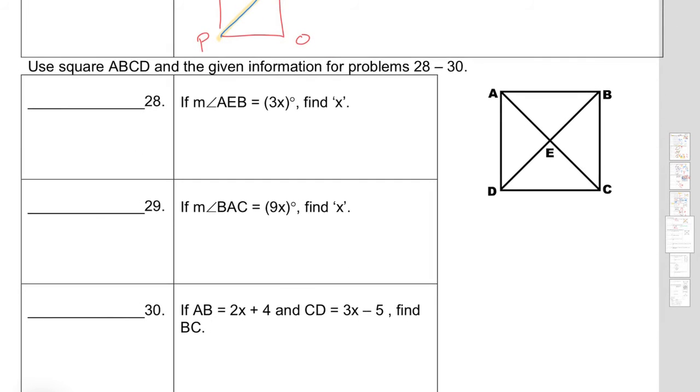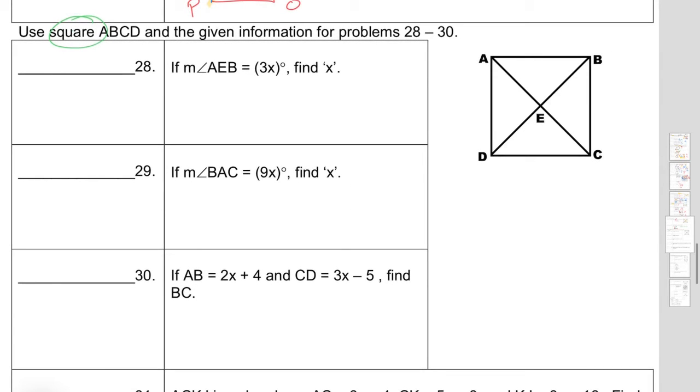28. Once again, they're telling you it's a square, so all the properties apply. They're telling you angle AEB is 3x. Remember, diagonals of a square not only bisect each other and are congruent, but they are also perpendicular. So that's telling me that where 3x is, that's supposed to be 90. To solve for x, we simply divide by 3, and we get x to be 30. Now I'm going to erase this because it's a new question.